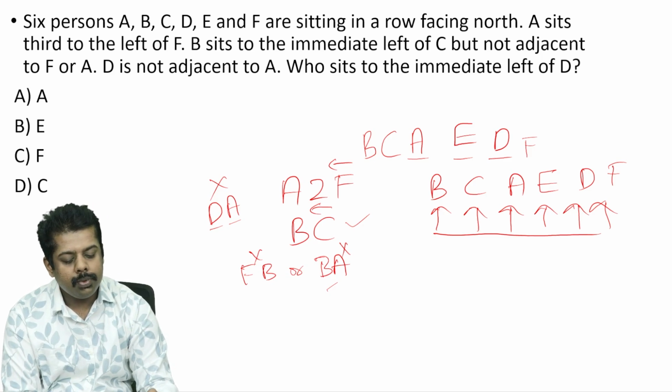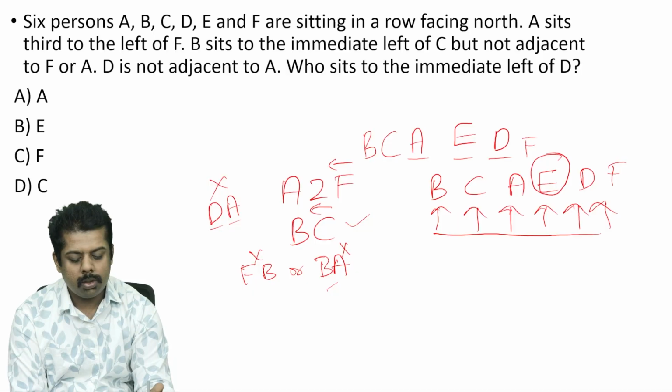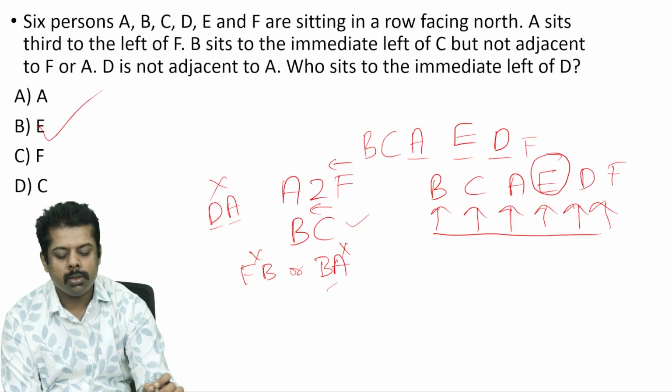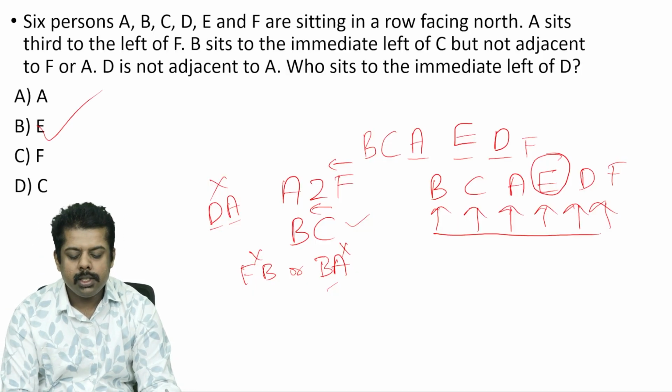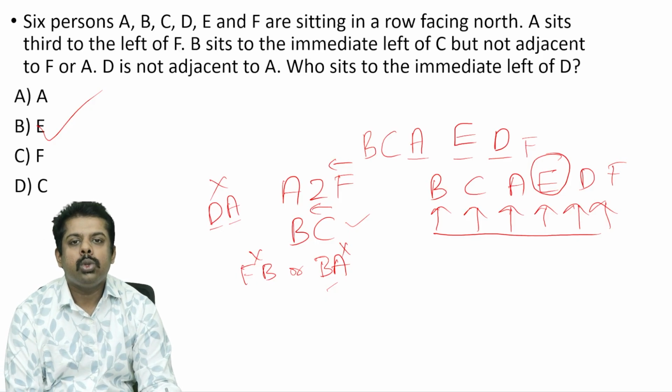Now we're just trying to answer the question: who sits to the immediate left of D? It has been understood that left of D is towards west, and who is sitting there? E is sitting there. So the answer is easy, option B. E is going to be our final answer. Hope that you got the solution.